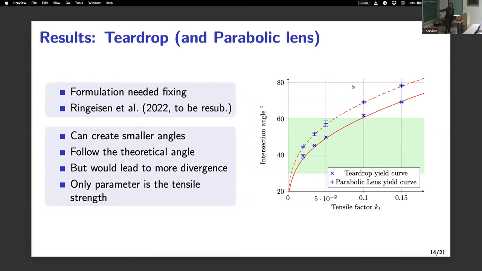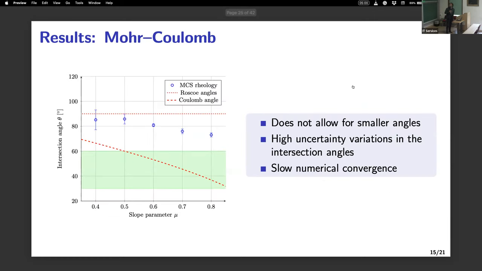It follows the theoretical angle of the normal flow rule, as we expect. A drawback of this yield curve is that it would lead to more divergence, because basically in the teardrop, we have a lot more space of the yield curve that is in divergence and convergence. And as I said, the only parameter of this yield curve is the tensile strength. So that's maybe something that we don't want to have coupled with our intersection angles.